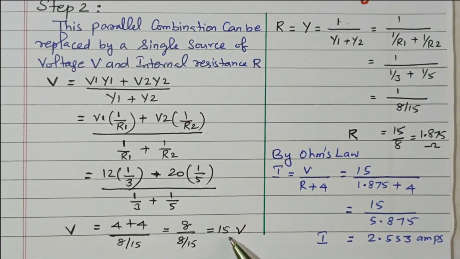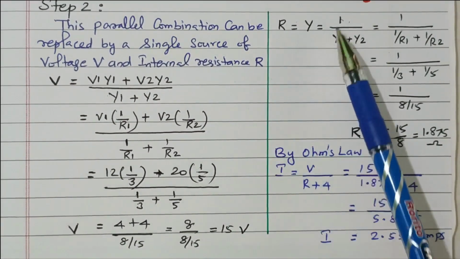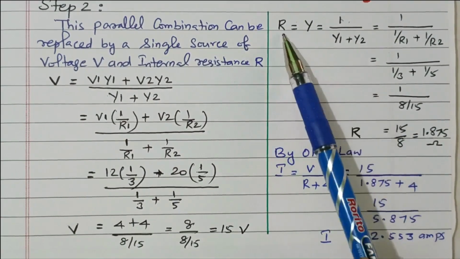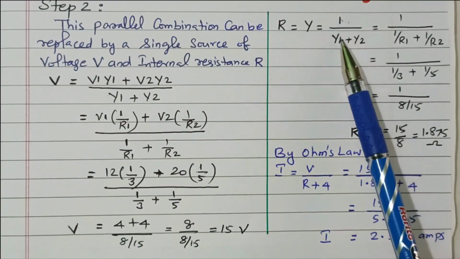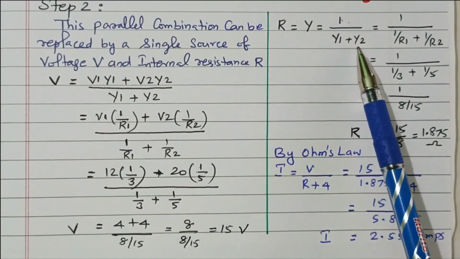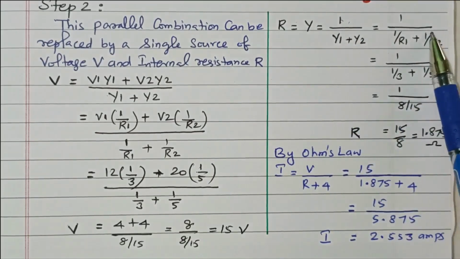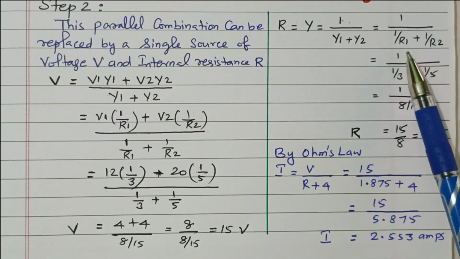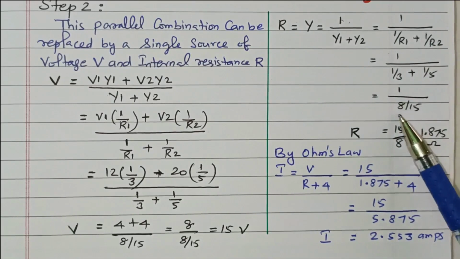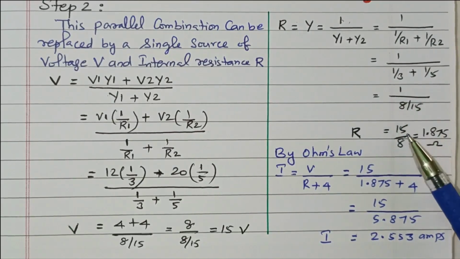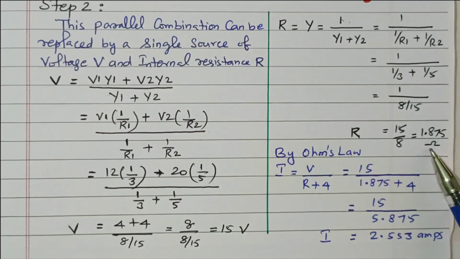Right? Now we'll calculate the resistance. R equal to 1 divided by Y1 plus Y2. I already told you these are reciprocals, resistance and admittance. So we need to find 1 divided by Y1 plus Y2, where Y1 plus Y2 is 1 divided by R1 plus 1 divided by R2. R1 value is 3, R2 value is 5. So while taking LCM, it is 8 by 15. Going to the numerator, it becomes 15 by 8. That is 1.875 ohm. Right?